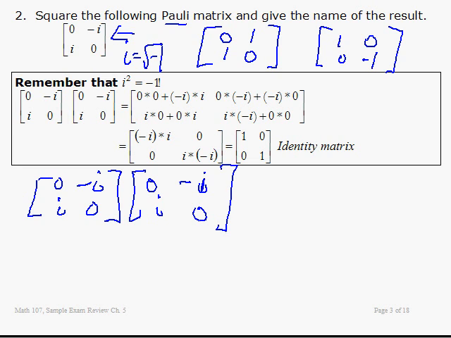Now you really need to know matrix multiplication, and sometimes some very good students miss this. So let me go over it a little bit. I'm going to multiply these 2 matrices together. To do that, I take the first row of the first matrix and multiply it against the first column of the second matrix. So I'll have 0 times 0 plus -i times i. That's -i squared.